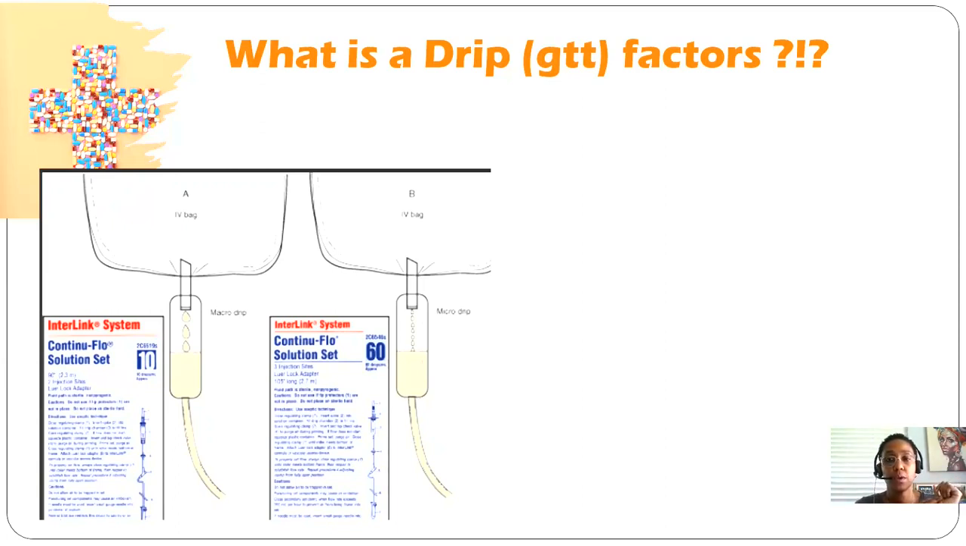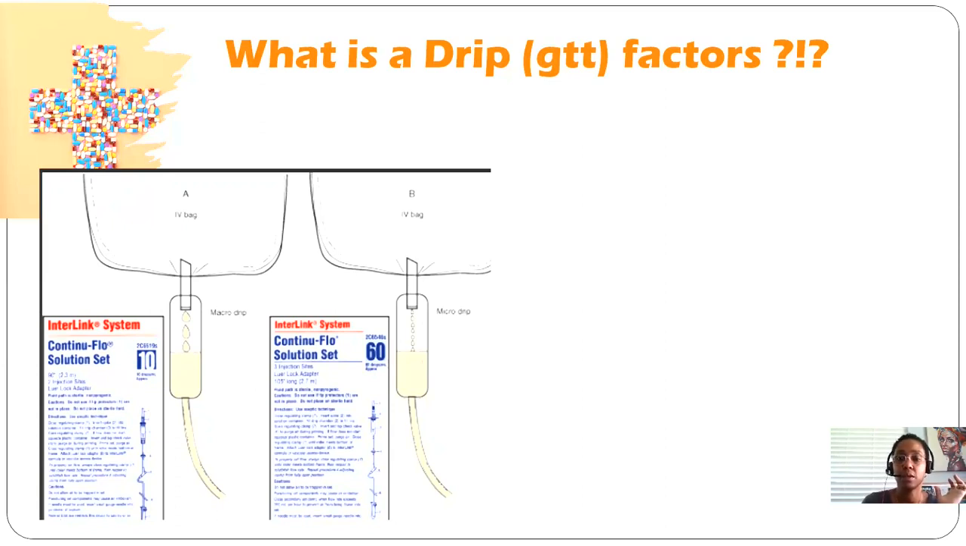Micro drip tubing is very precise, and it's used for very sensitive drugs, and it's mostly given in the neonatal units, okay, for pediatric patients. So if you see an IV tubing and it says 60 drops per mL, that is a micro drip. Okay, 60 drops per mL, that's a micro drip.